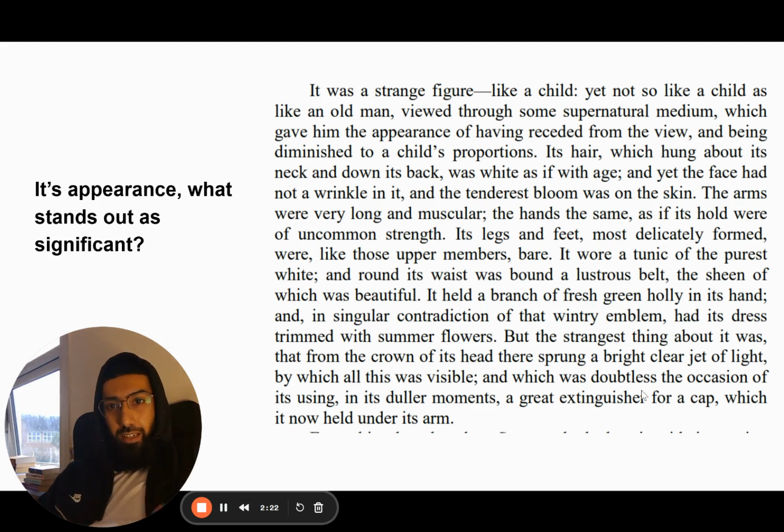So here's an extract from the second stave. Have a look at what phrases you would pick out. What parts of the Ghost of Christmas Past appearance do you think is most symbolic, and what do you think that it's symbolic of? So again, pause, choose maybe two or three phrases to write in your book, analyze, unpick, what could it symbolize, and then I'm going to choose a couple of them to talk about now.